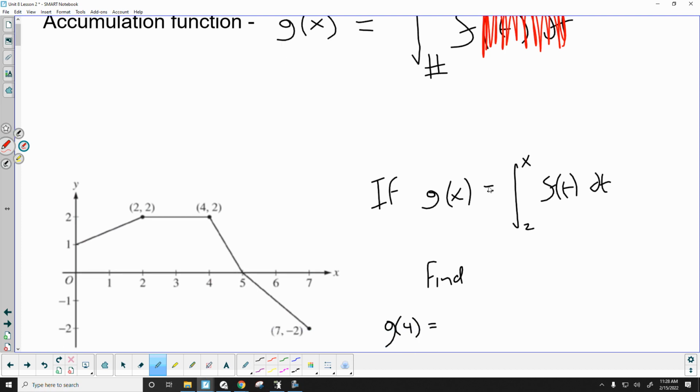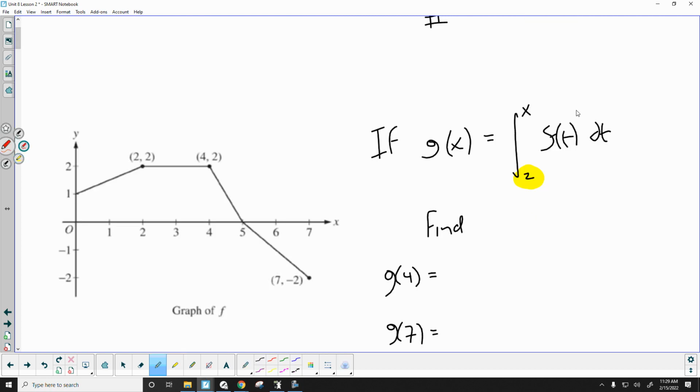g is equal to the accumulated area from, pay attention, this value could be different. Sometimes it's 0, sometimes it could be a negative, it could be 5, it could be whatever number I choose. So the accumulated area from 2 to x of f of t dt. Oh, I get worried about f of t dt. Don't worry, just pretend it's just f. And what do you have? Okay, I have the graph of f. All right?